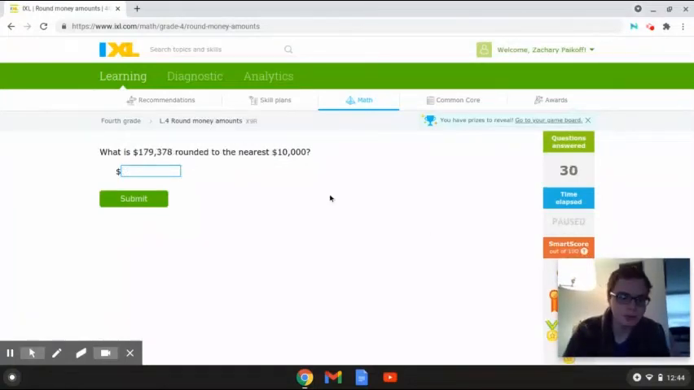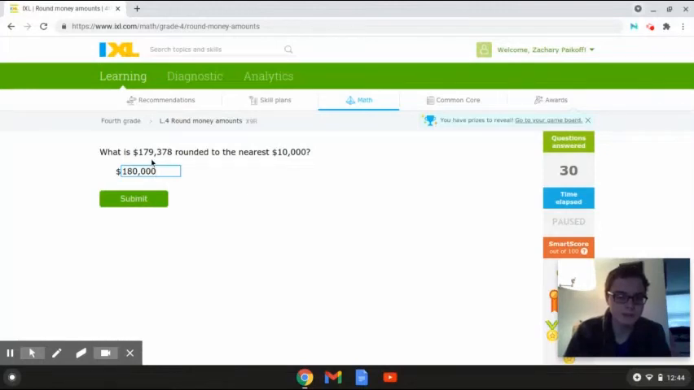Alright, so this next problem reads, what is $179,378 rounded to the nearest $10,000? Okay, so in this problem we are given $179,378, and if we look, the number 7 is the number that we're going to be looking at, which is the key digit, and that's the number that we're going to be rounding to. So if we look to the right of the number 7, we have the number 9, and the number 9 is bigger than 5, so that tells me that this number is going to round up, and it will become $180,000.